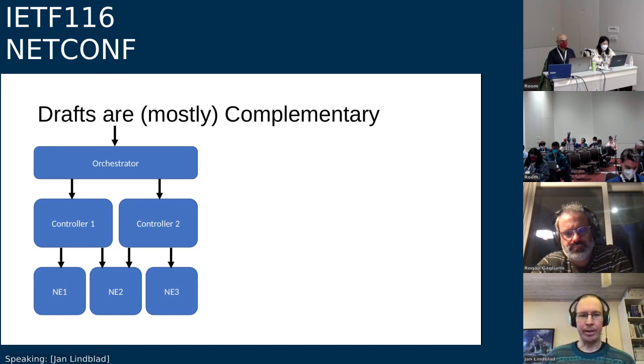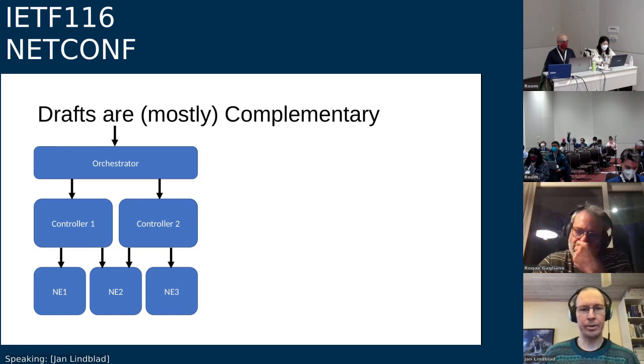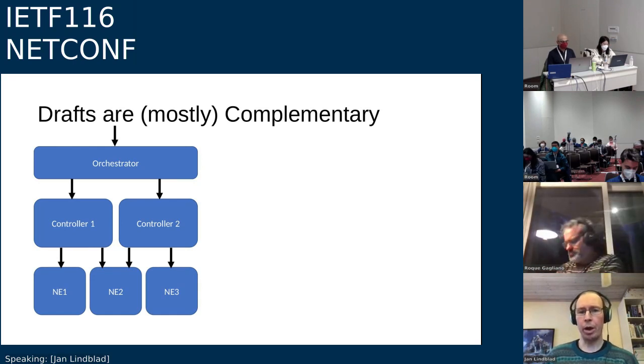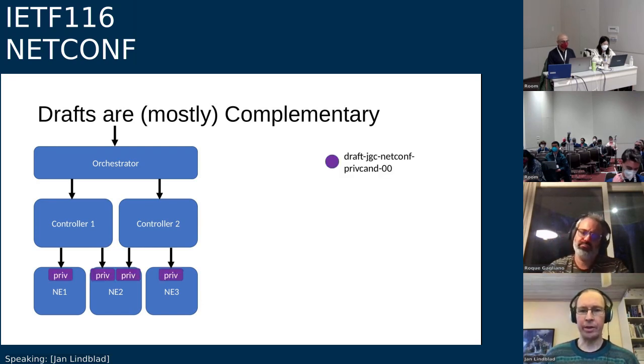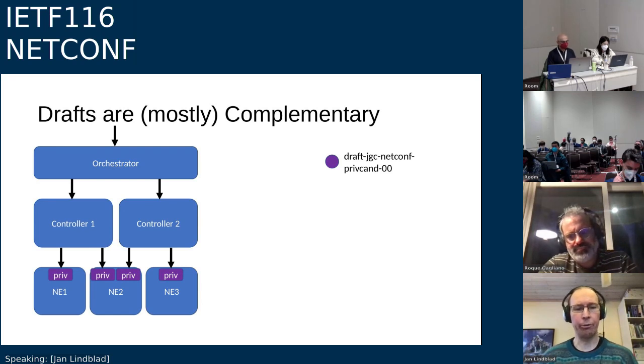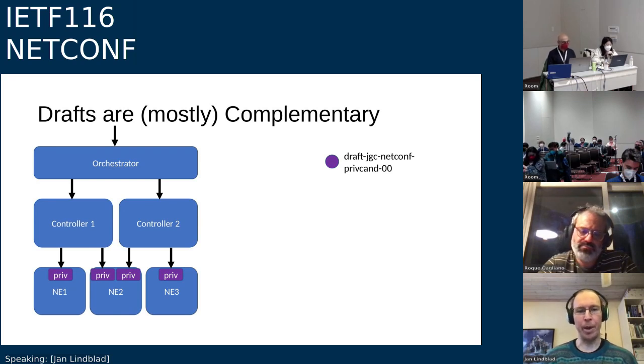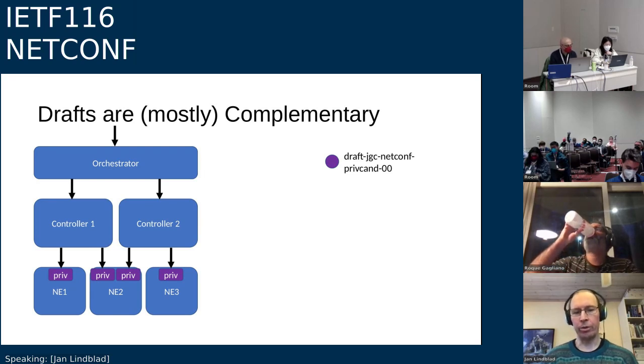And let me try to animate this for you. So here's a picture taken from one of these drafts, Jean's draft actually, where you have the orchestrator, you have the controllers, and you have some network elements on the bottom. And if you look at what the private candidate draft is doing, it's defining how a network element can have private candidates for different managers, like controller 1 and 2 have their separate private candidates in NE2. And that is quite useful in those cases.